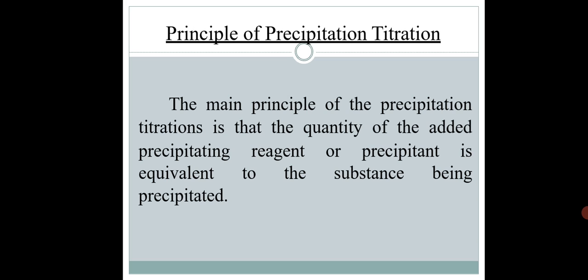Then the principle of precipitation titration. So, the main principle of precipitation titration is that the quantity of the added precipitating reagent or precipitant is equivalent to the substance being precipitated. Precipitation is itself an ionic process in which the cations come from one solution and anions come from another solution, and they react with each other and form the precipitate.